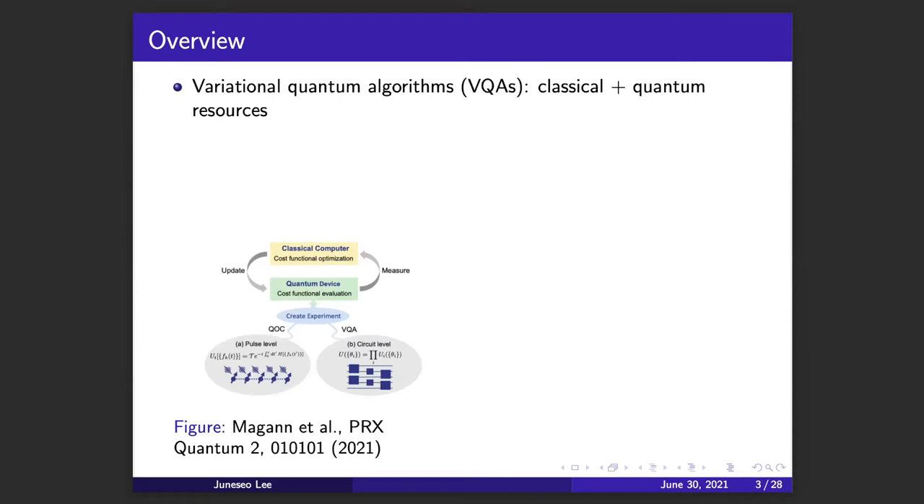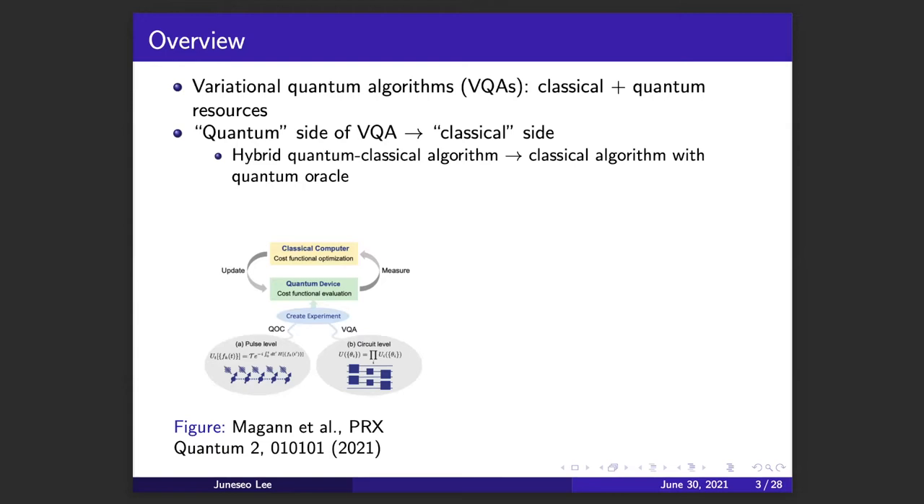So VQAs have been studied pretty heavily the past few years, ever since the QAOA and other similar algorithms were introduced back around 2014. Most of them have seemed to focus on the quantum side of VQAs. So today, I'll be talking mainly about how to make the classical side easier. Instead of viewing VQAs broadly as a hybrid algorithm, we can make that a bit more explicit by viewing it as a classical algorithm that uses a quantum oracle to provide these cost function evaluations, which, thinking back now, is similar to what Jared was talking about.